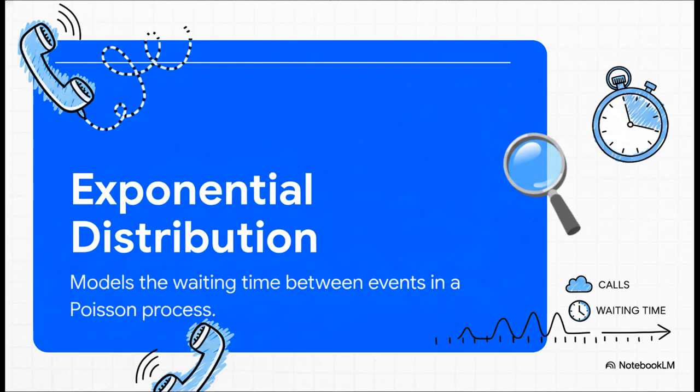Okay, now let's tie this back to something we already know. Remember Poisson? How it counted the number of events in an hour? Well, the exponential distribution is its partner. It asks a different question. How long do you have to wait between those events? If Poisson counts the calls, exponential measures the time between the calls. They're like two sides of the very same coin.